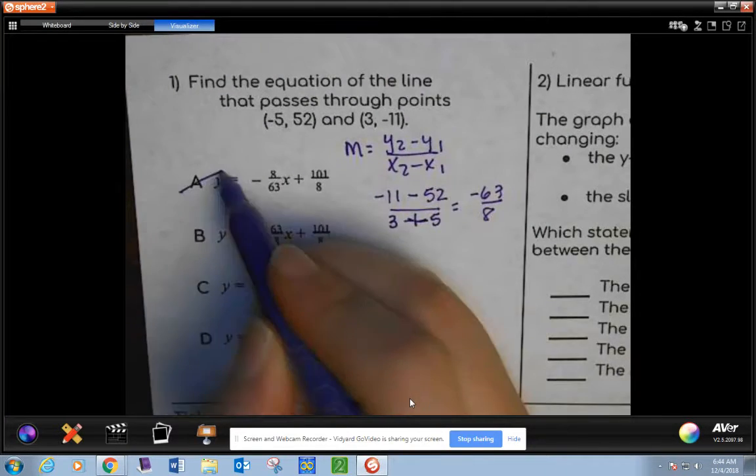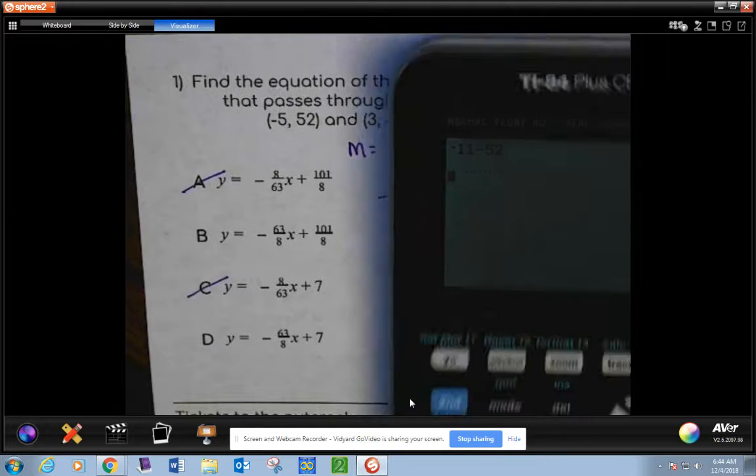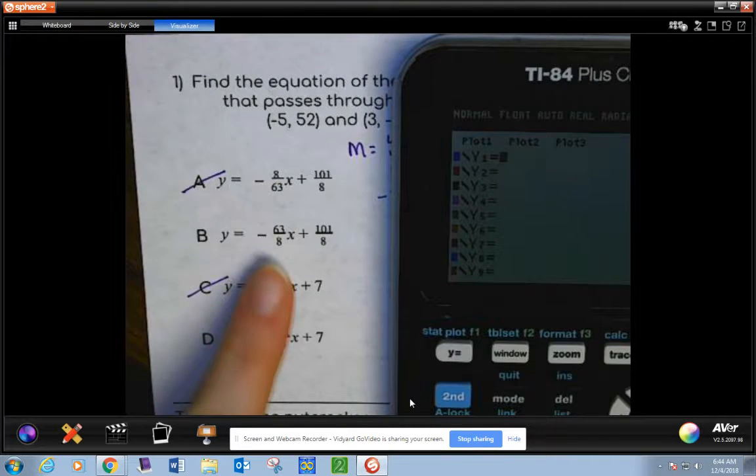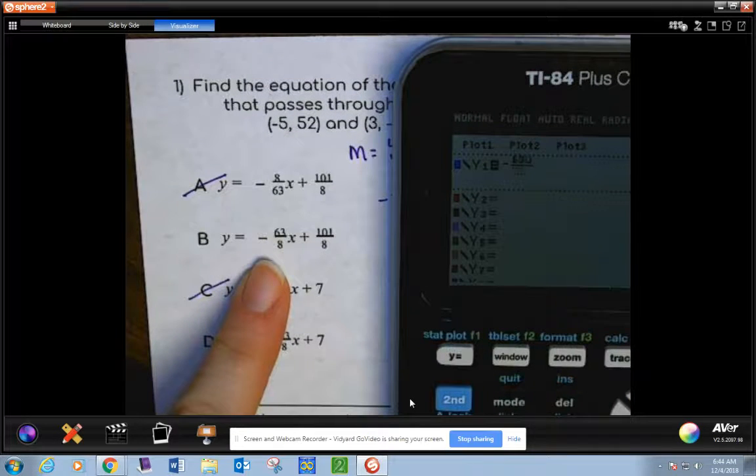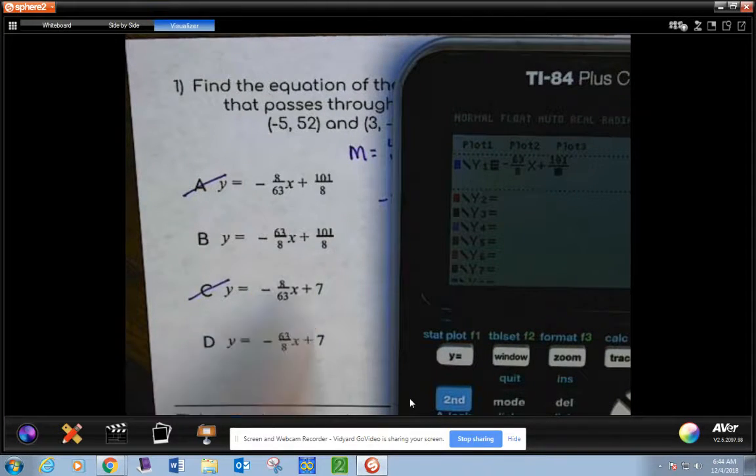So I'm going to cross off A, and I'm going to cross off C. And then instead of having to do another formula to check this, an easy way to do this is go to y equals and type in this equation: y equals -63 over 8 x plus 101 over 8.